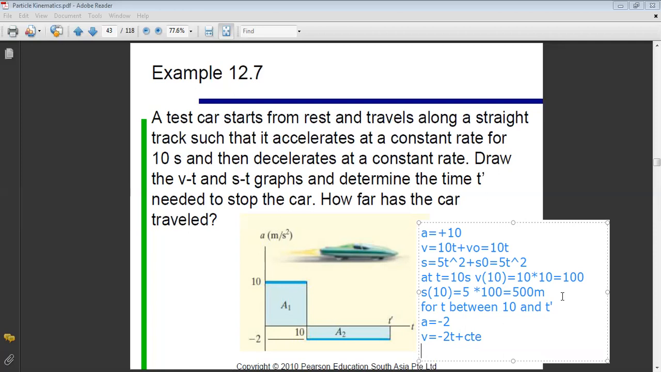So to get the constant, I say that at t equals 10, V is equal to 100. If I replace, I get that 100 is equal to minus 20 plus the constant. So my constant for V is equal to 120. Okay, so I got the relation for V.